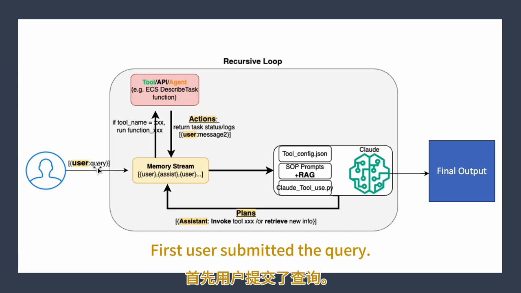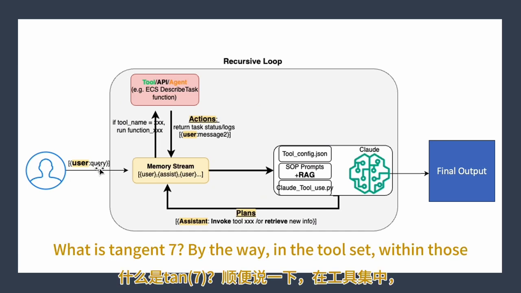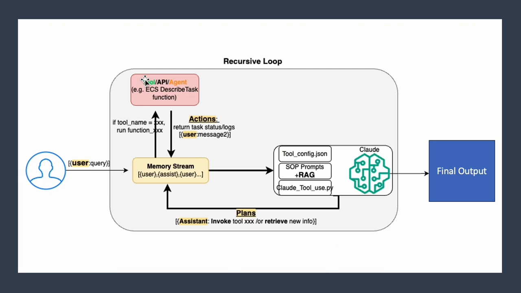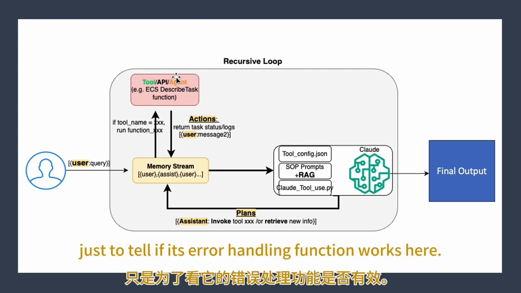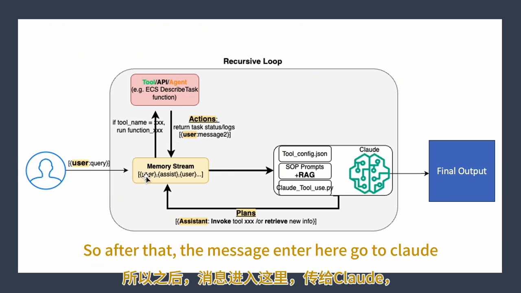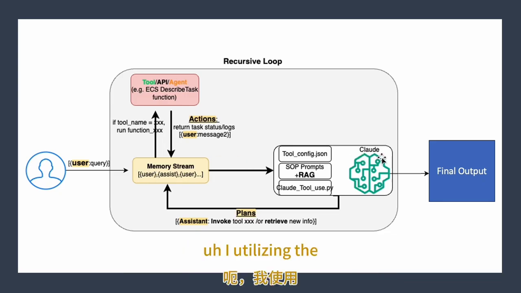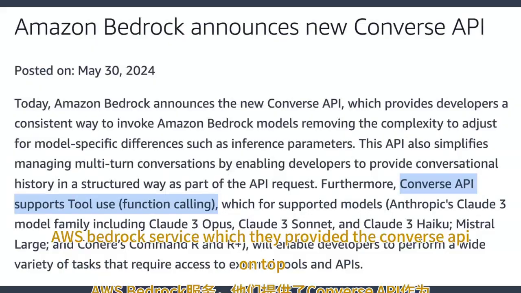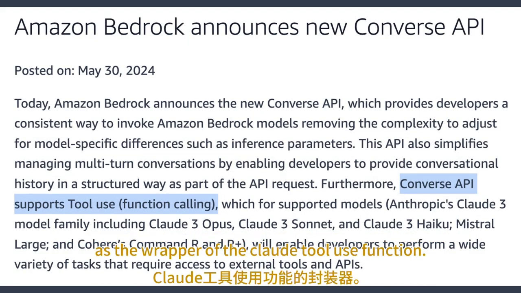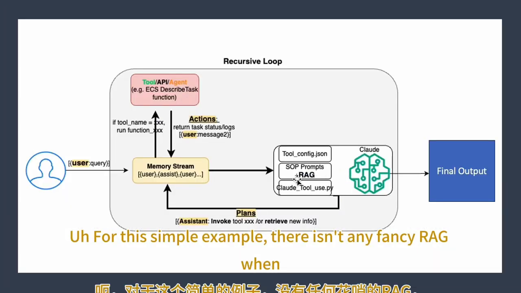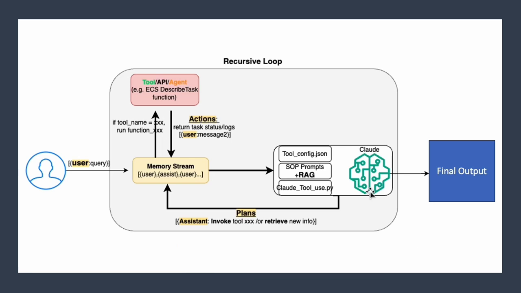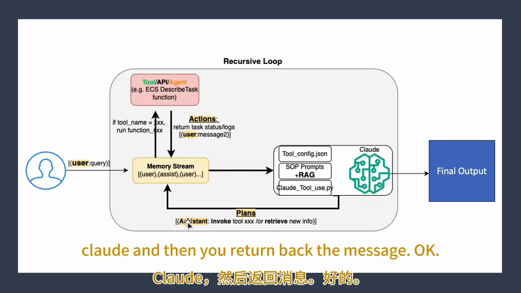First, the user submits the query, what is tangent 7? Oh, by the way, in the toolset with four functions, we purposely take the tangent out just to test the error handling function here. So after the user message enters here, it goes to Claude. I utilize the Bedrock service, which provides the Converse API on top as the wrapper of Claude's tool use function. For this simple example, there isn't any fancy RAG we need to concat here. So you just send it to Claude, and then it returns the message.